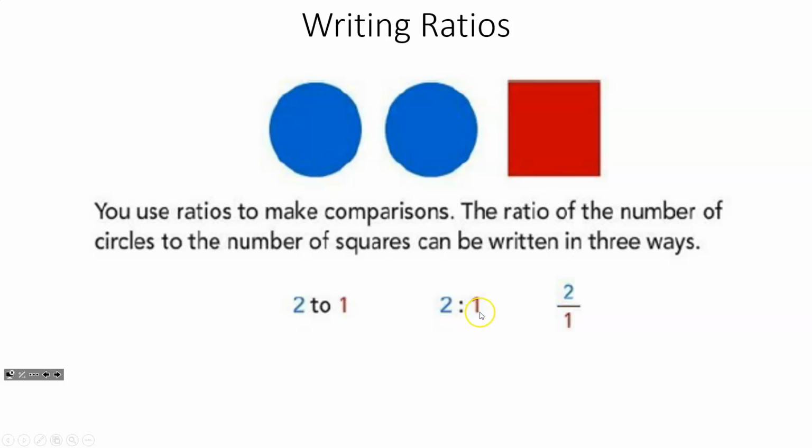The second way is you can use the colon right here, and that just means the same thing, 2 to 1. 2 for every 1. Or you could set it up as a fraction as well. So this means 2 per 1. Remember, per means divide. So there's a couple ways you could do it. So 2 circles to every 1 square. 2 to 1, 2 per 1.